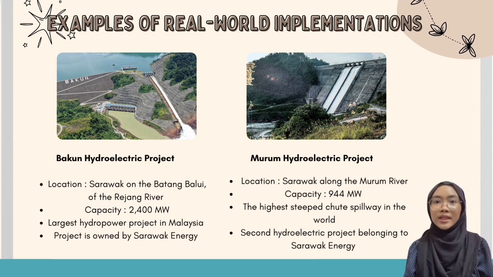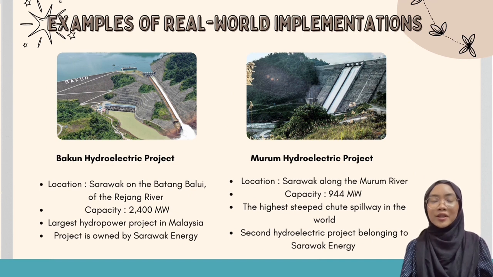The Bakun HEP is a dam constructed using the concrete face rock fill method, or CFRD. Furthermore, the second example is the Murum Hydroelectric Project. The location was in Sarawak along the Murum River. It had a capacity of 944 megawatts. The Murum HEP features the highest tip spillway in the world, showcasing its revolutionary design.